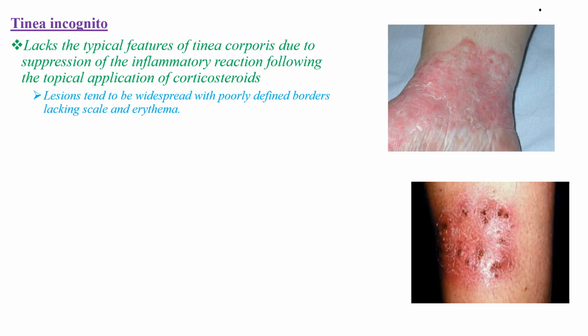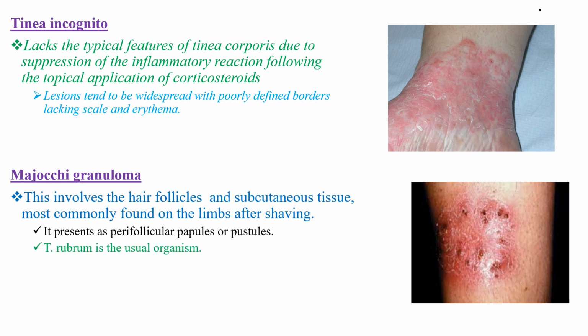The other is tinea incognito. This lacks the typical features of tinea corporis due to the suppression of inflammatory reaction following the topical application of corticosteroids. Lesions tend to be widespread with poorly defined borders, unlike the typical one, lacking scale and erythema. The other is Majocchi granuloma. This involves the hair follicles and the subcutaneous tissue, mainly found on the limbs after shaving. It presents as perifollicular papules or pustules.